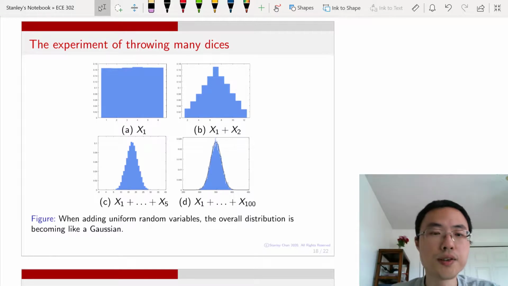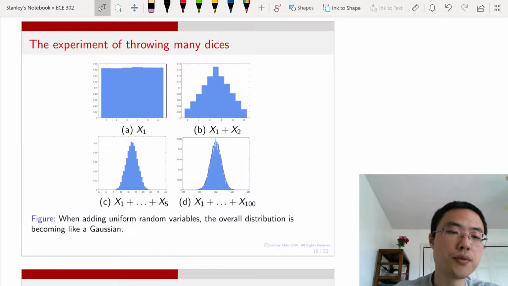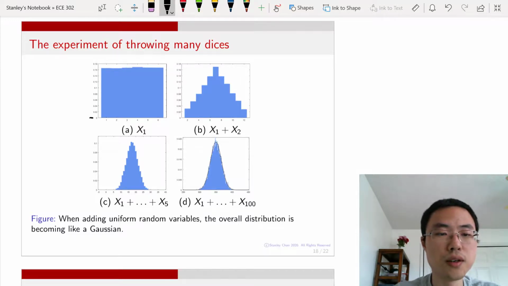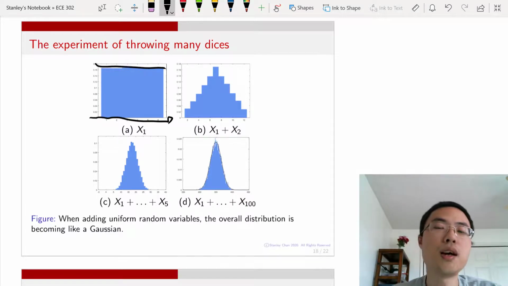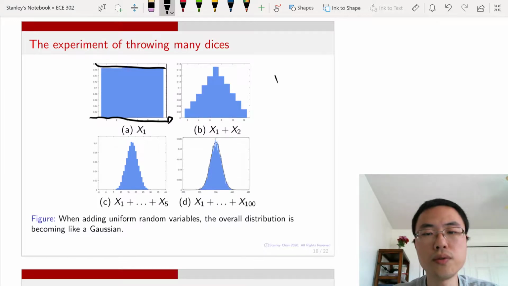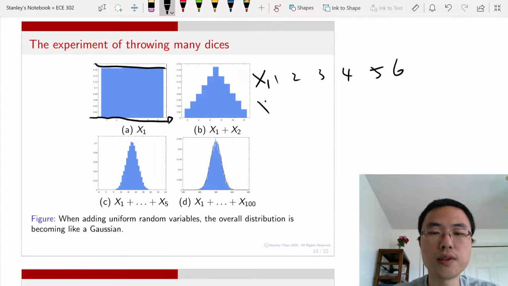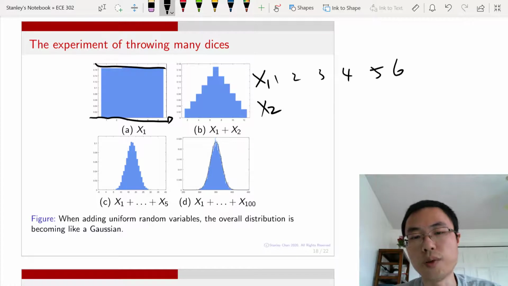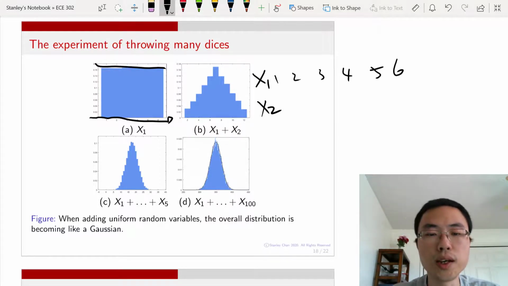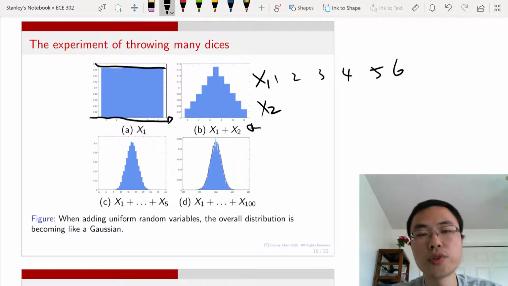Suppose you throw a dice. The dice has 6 faces. It's a fair dice. You throw the dice once. You draw the PDF. It is a uniform distribution. It's flat, almost flat. Now, if you throw the dice twice, you add the numbers up. So you have 1, 2, 3, 4, 5, 6. These are the 6 numbers. If you have the first dice and the second dice, you add the numbers up. I ask you, what is the distribution of x1 plus x2? The distribution looks like this.